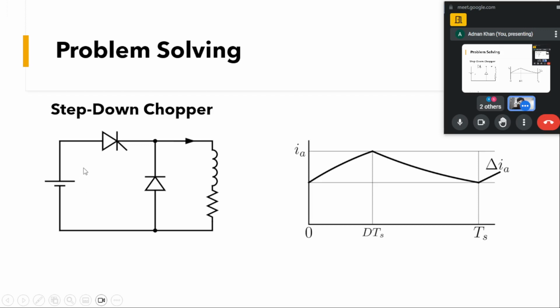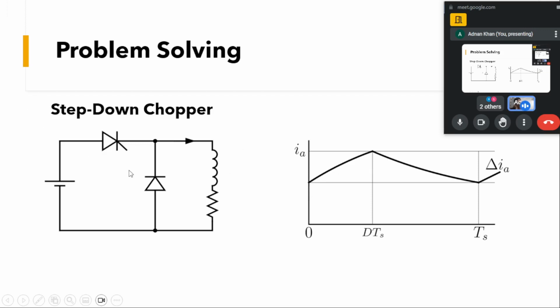The charge of this will depend upon the time constant, that will depend upon this L by R ratio, that is tau, which gives the time constant. If the L by R ratio is too high, our time constant is too high compared to this switching time, we can assume that this rise in the current is linear. At that time we make that assumption.